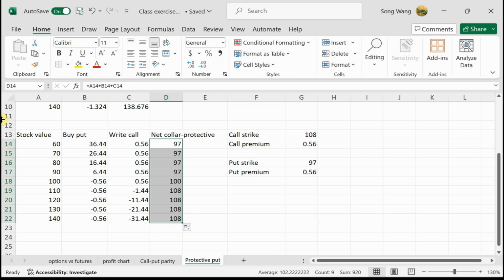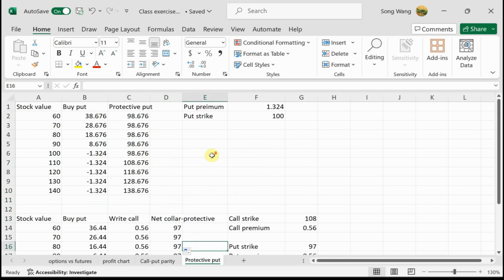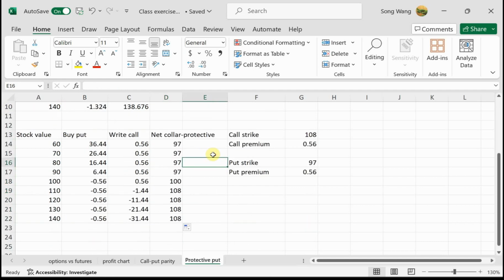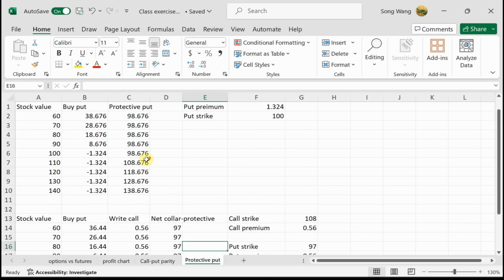Okay, so if you use either the protected put or net caller protective, you can see that your position is protected. That means you will suffer no huge losses when the stock value is going down by a lot.